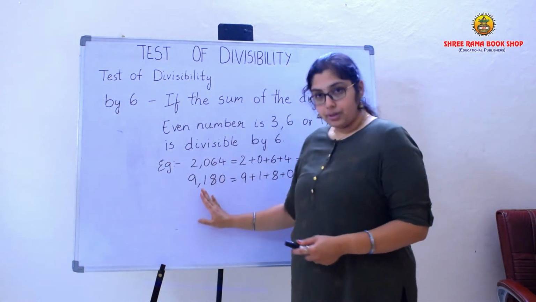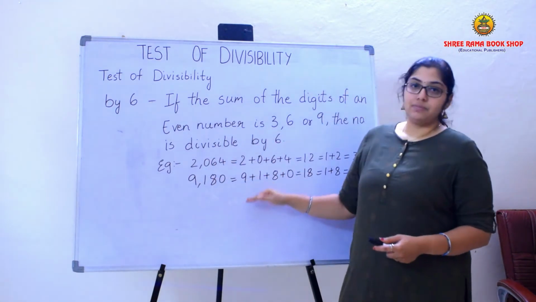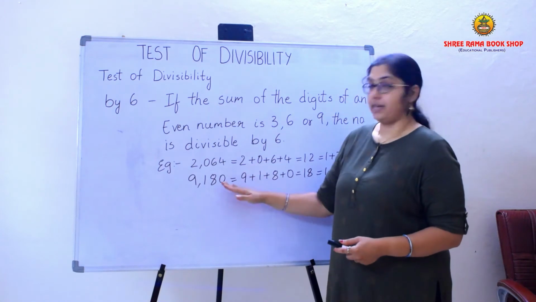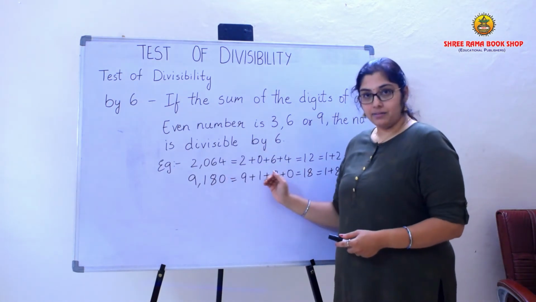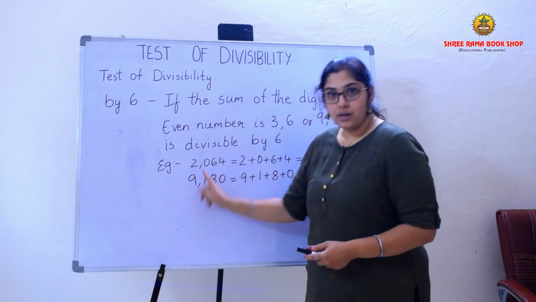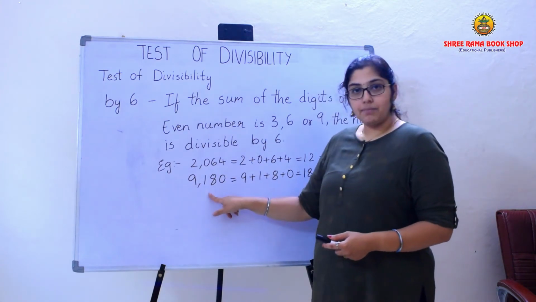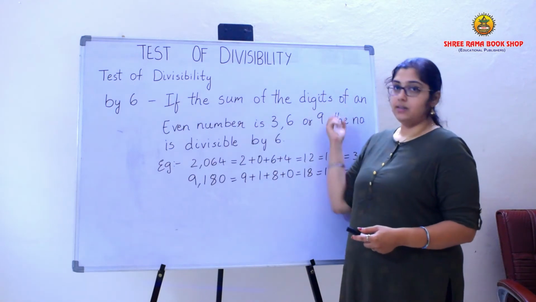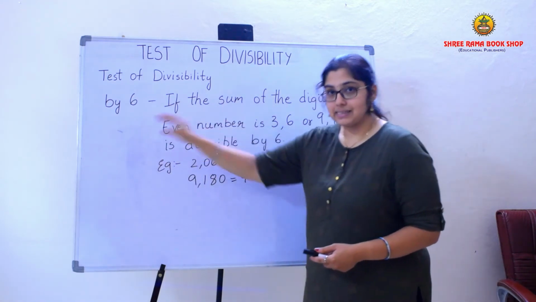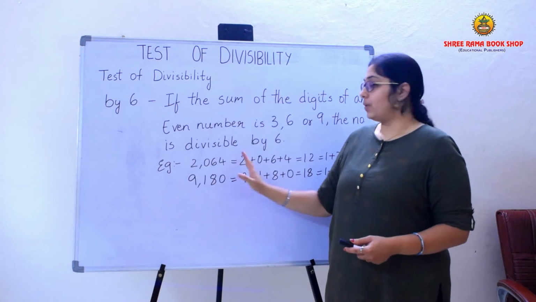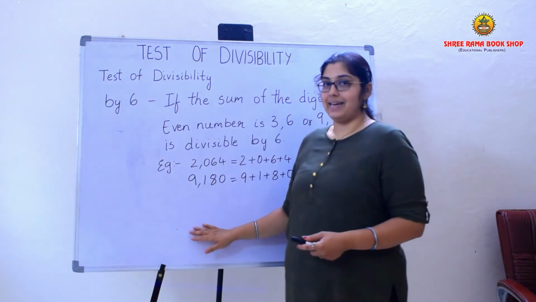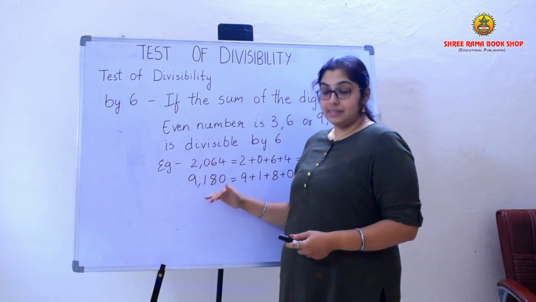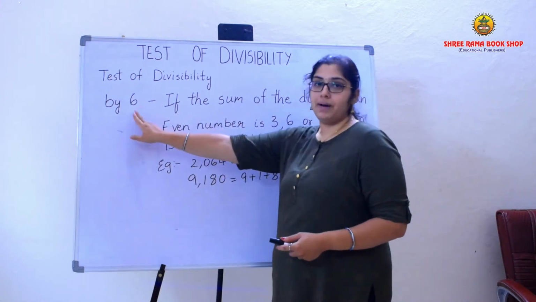So children, you need to remember that to test the divisibility by 6, we need to check first, before adding the digits, whether it is an even or odd number. If it is an even number, you can check by adding the digits, and if you get 3, 6 or 9, then you can say it is divisible by 6. If it is an odd number, you can stop there and directly say that it is not divisible by 6.